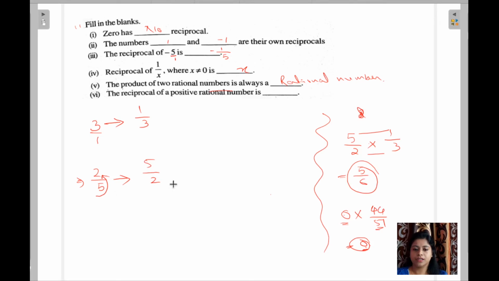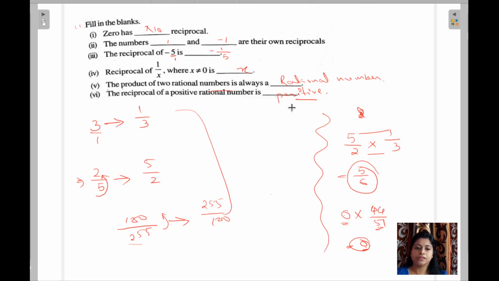So these are positive numbers. If we write, say, what number do you want to take? 100 by, say, 255. This is a positive rational number. What will be the reciprocal of this? 255 by 100, just the opposite one. So all these are positive. So here we will write positive. The reciprocal of a positive number is a positive number.